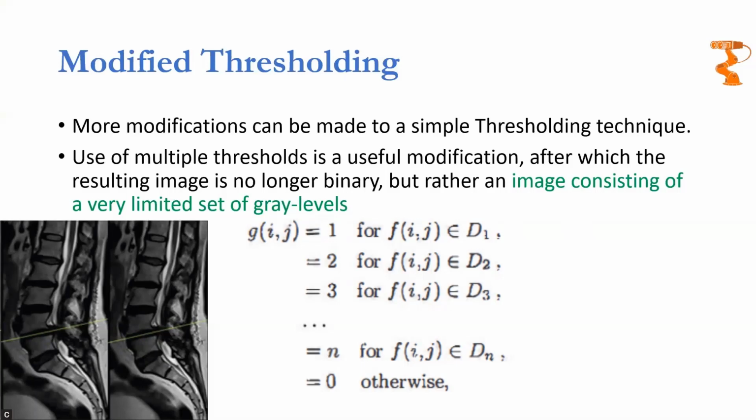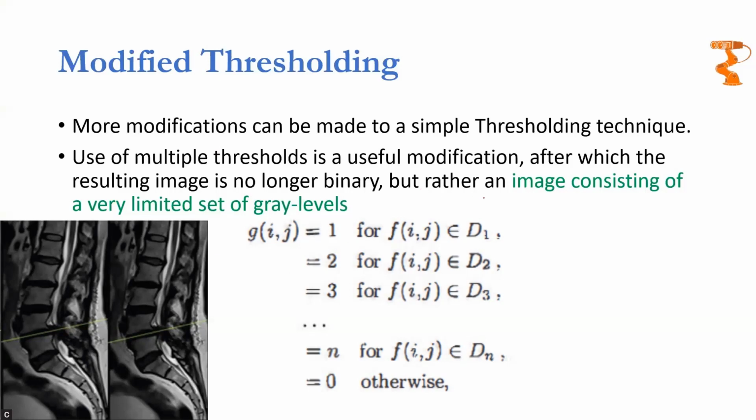So instead of dividing the whole image into a white and a black area, that is the binary image, you are assigning one gray level to a particular object, another gray level to some other object, another gray level to some other object. You can have all the objects labeled with different gray levels.